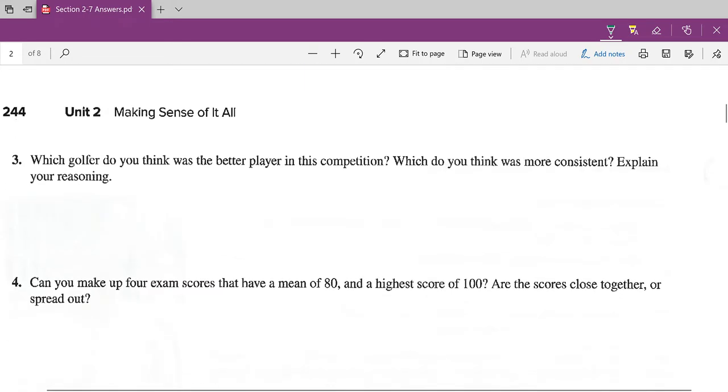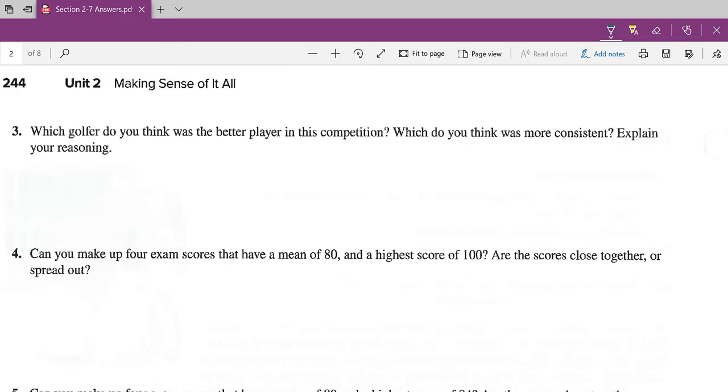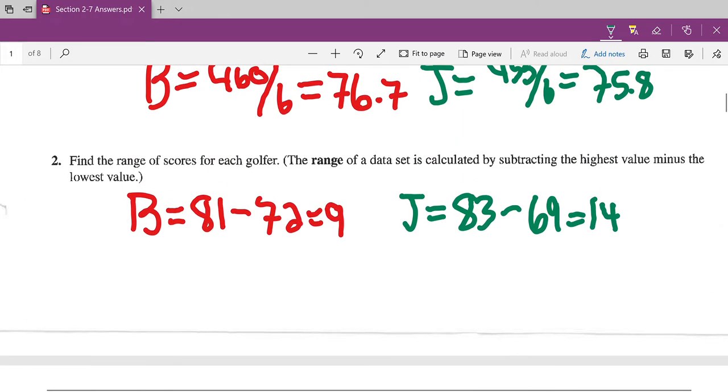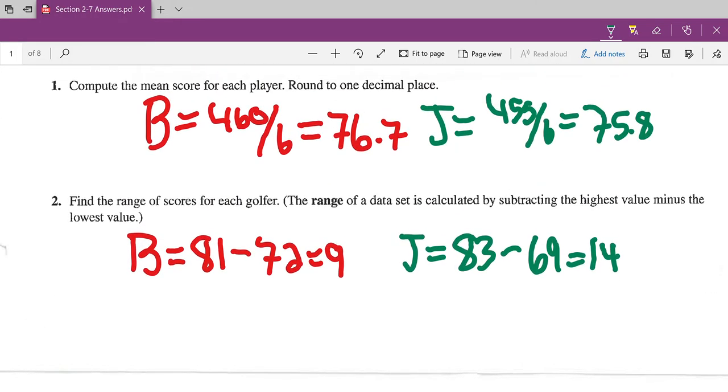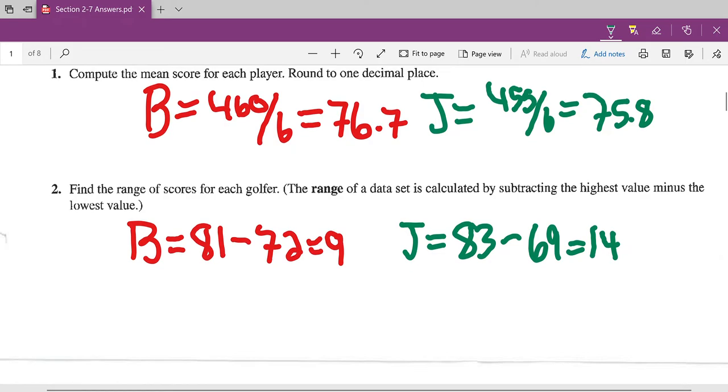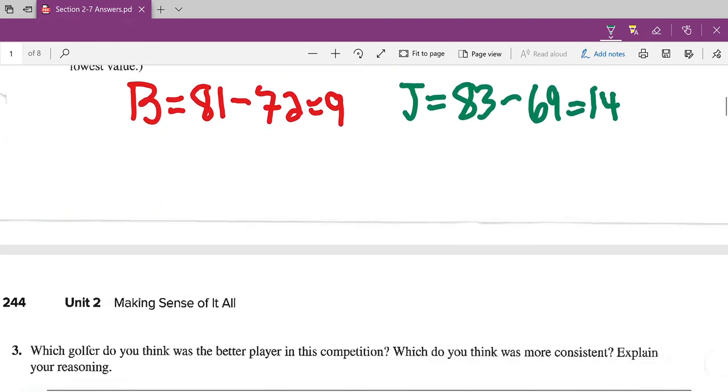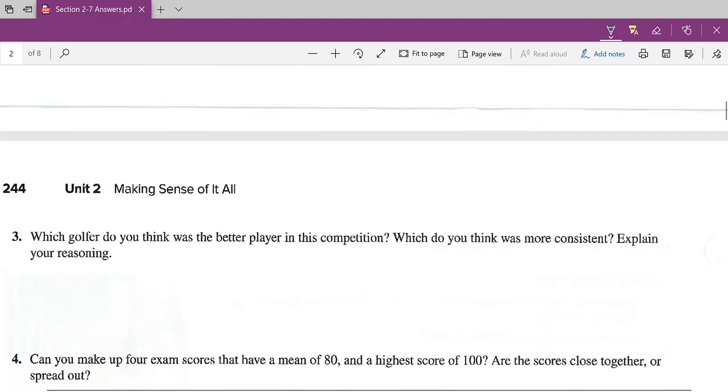Number three asks us, which golfer do you think was the better player in this competition? Which do you think was more consistent? It depends on what you look at in terms of better. Are you looking for the overall average or are you looking for the consistency? Overall, Jimin had the better score. Her average was lower than Brittany's, 75.8. But Brittany was more consistent because she had a lower range. So it kind of depends on which way we look at this.